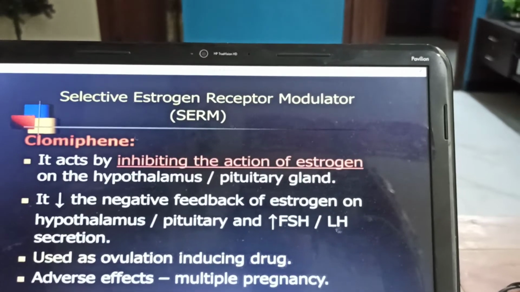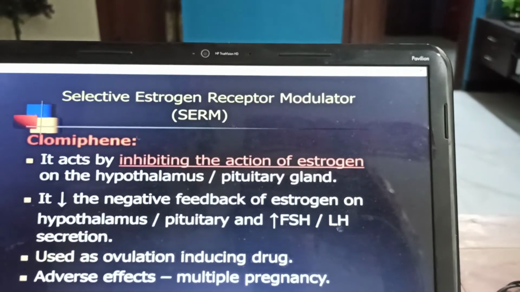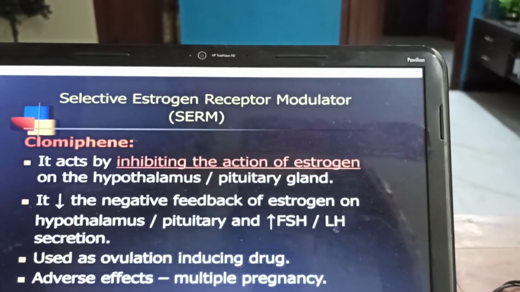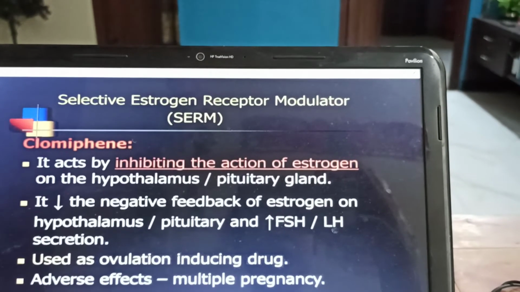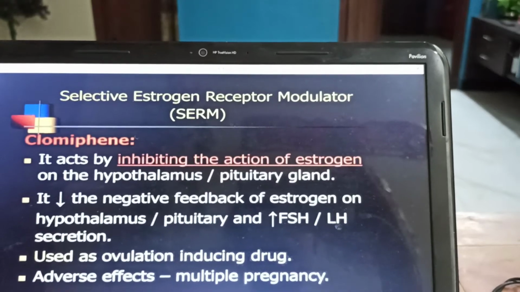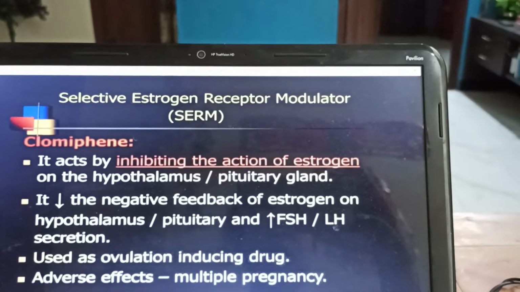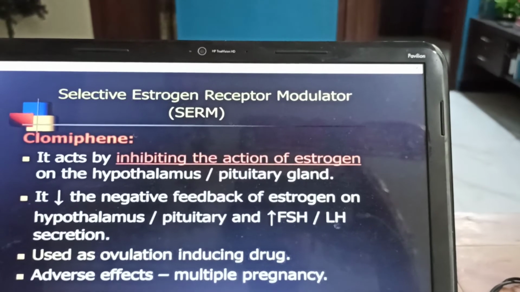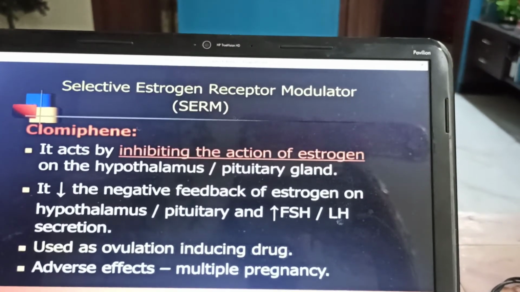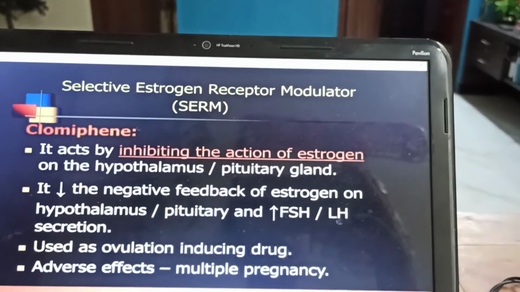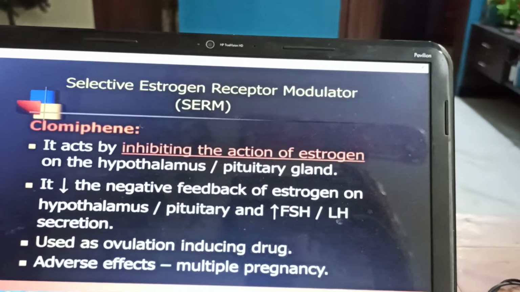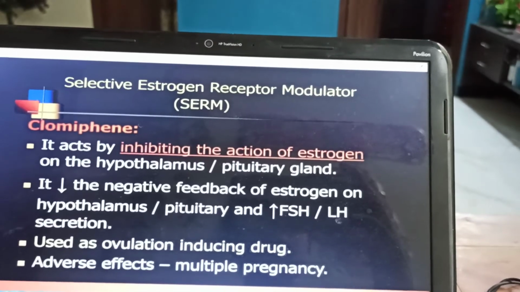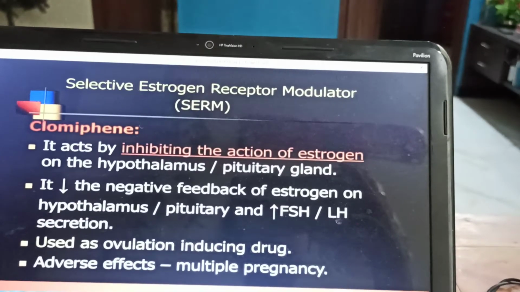LH secretion. Now you know that estrogen has a negative feedback mechanism. Estrogen stimulates the estrogen receptors on the hypothalamus and the pituitary, so that there is an increase in the GnRH, gonadotropin releasing hormone, secretion from the hypothalamus, which will act on the anterior pituitary to release the FSH and LH. So this secretion of the gonadotropins is blocked or decreased by the negative feedback mechanism.